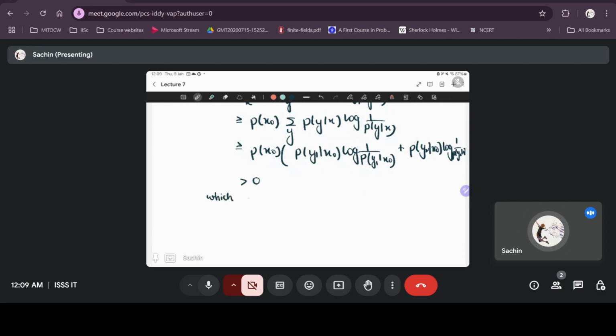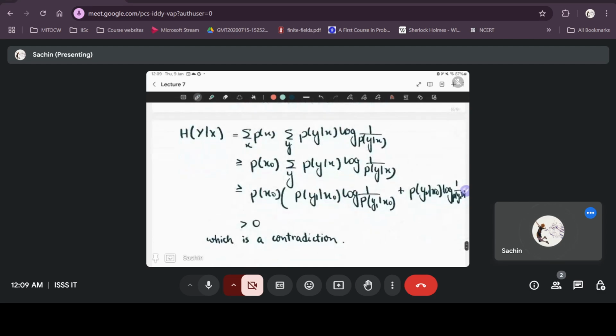which is a contradiction because it was given that h of y given x is equal to 0. But this says h of y given x is greater than 0. So it's not possible for any x to be assigned to two different values of y. That is, there can't exist two values y1, y2 such that p of x given y1 is greater than 0 and p of x given y2 is greater than 0.